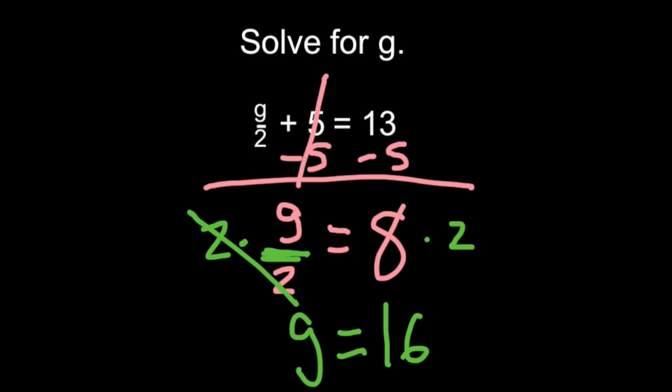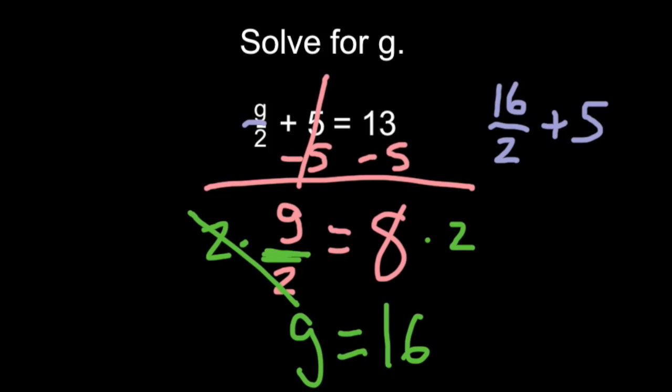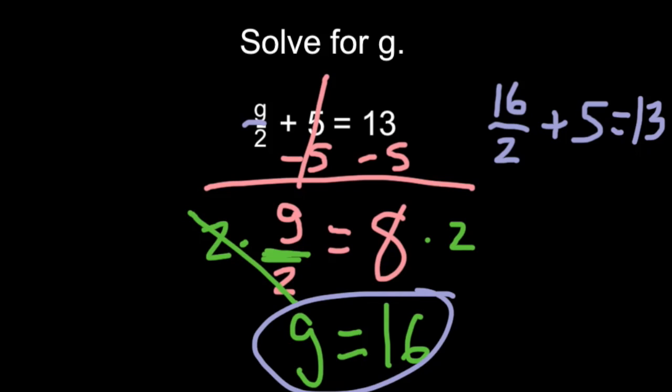Now let's check our work. G is 16 divided by 2 plus 5. 16 divided by 2 is 8. 8 plus 5 is definitely 13. So we found the correct number. G is definitely 16. Now that is a tasty burger.